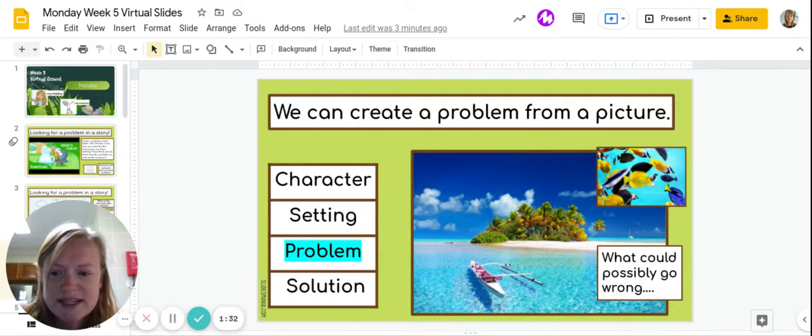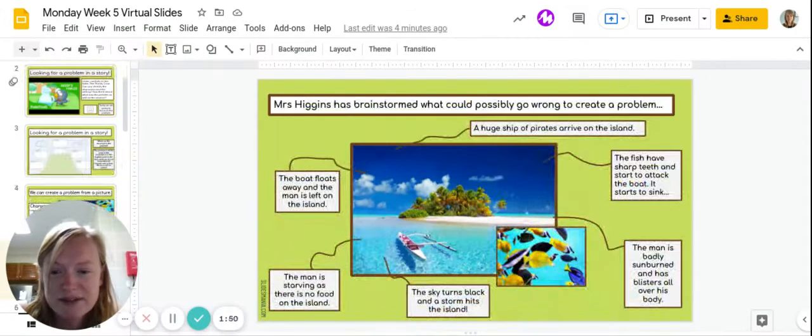All right, so we're going to think about how we come up with different problems today. Have a look at this image. It's a beautiful image, isn't it? So your story could be about how beautiful this place is, and you could just be telling the person all about it. But if it's a story like a fable, you might want to come up with lots of possible things that could go wrong.